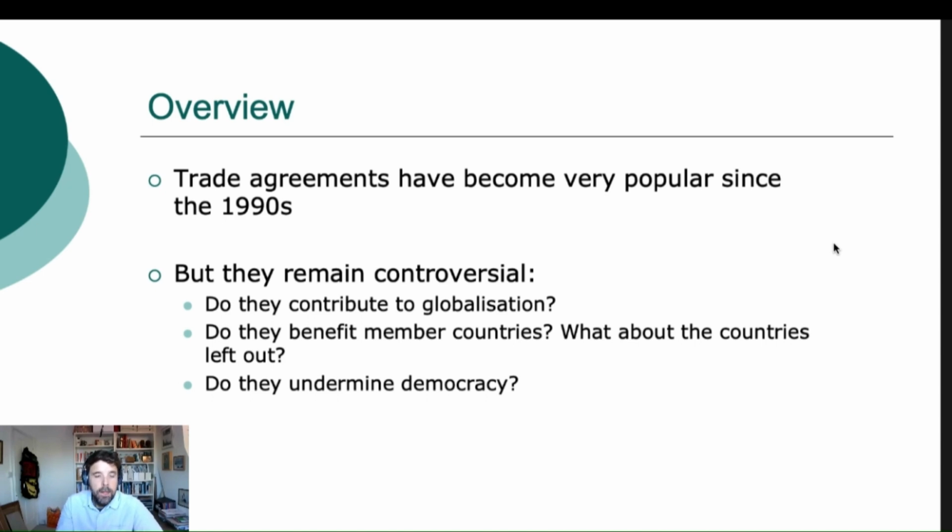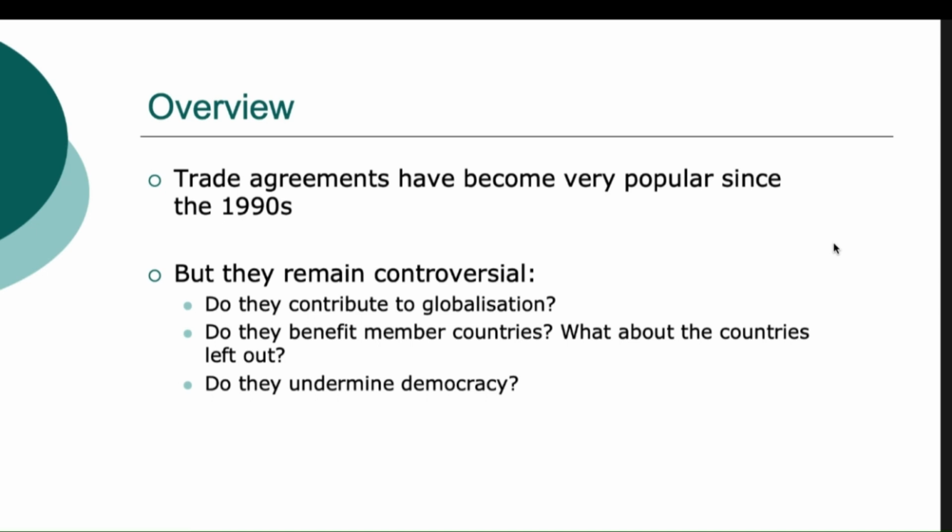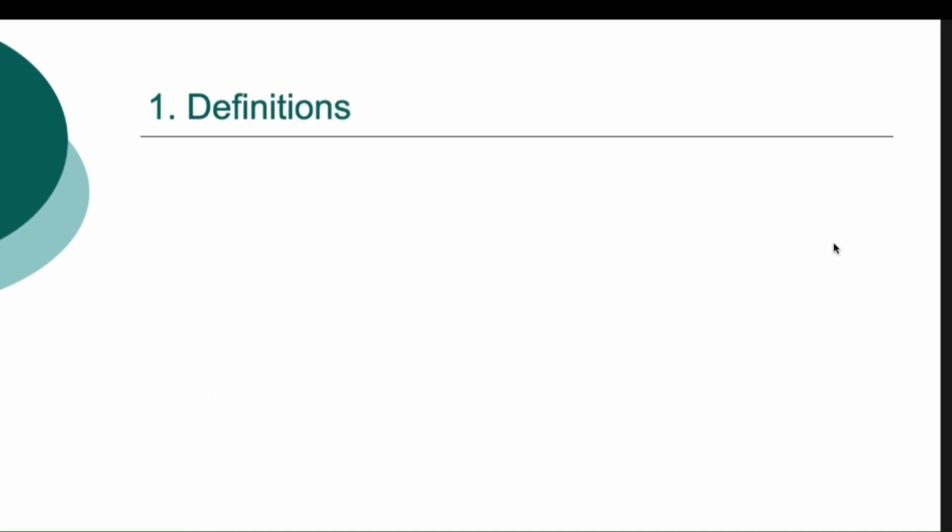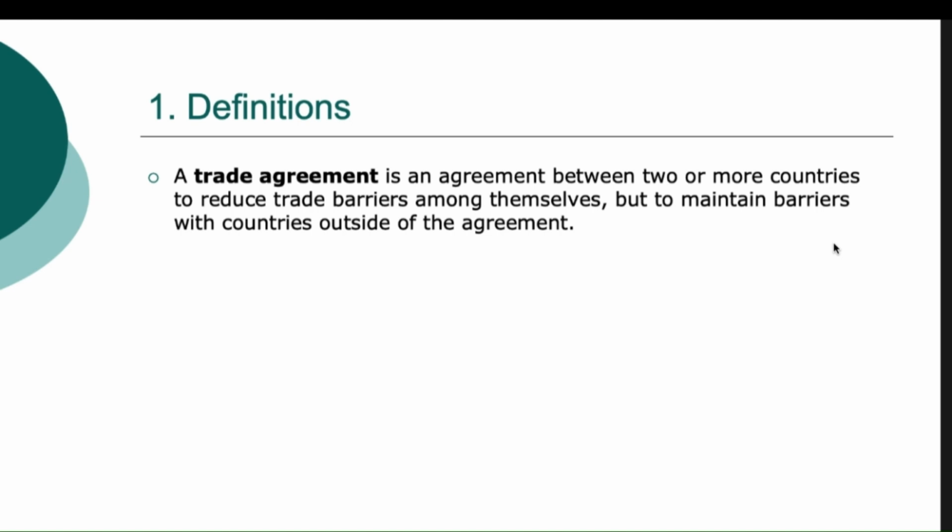So let me begin with some definitions, just so that we're all starting from the same page. So we're going to be talking about trade agreements. Basically, that's the definition. We're talking about agreements between two or more countries to reduce trade barriers amongst themselves, but to maintain their trade barriers with countries outside of the agreement.